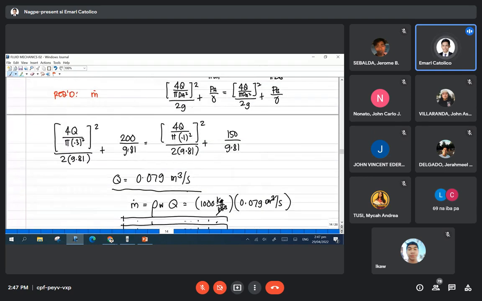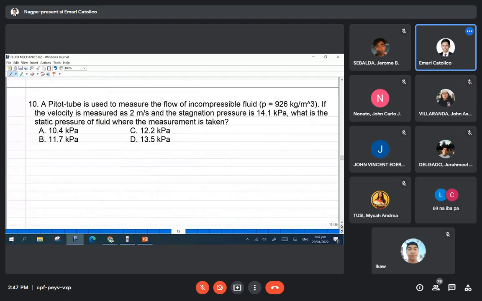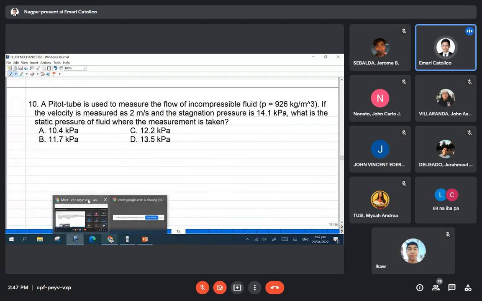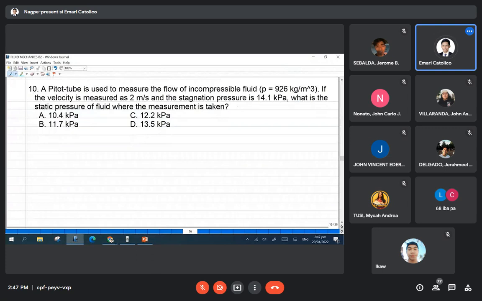Okay. Number 10 tayo. Nakasabay pa ba? Kaya naman. Okay. Number 10, a pitot tube is used to measure the flow of incompressible fluid where density is 926 kilogram per cubic meter. If the velocity is measured as 2 meters per second and the stagnation pressure is 14.1 kilopascal, what is the static pressure of fluid where the measurement is taken? So for number 10, meron daw tayong pitot tube.